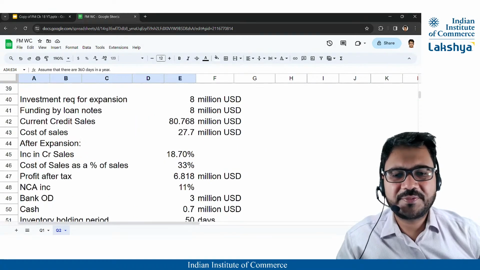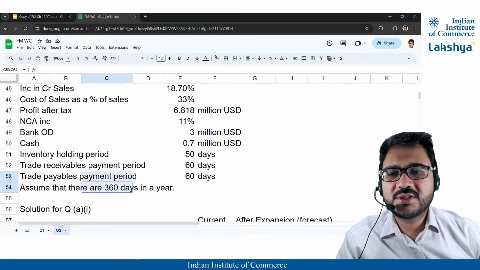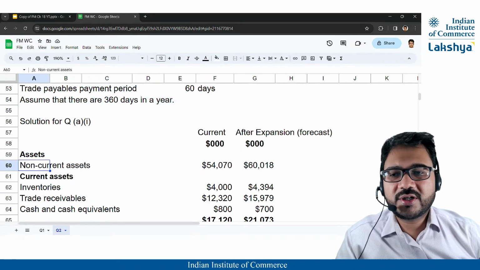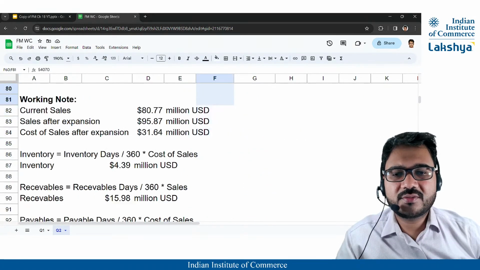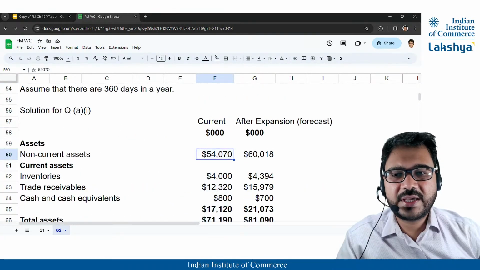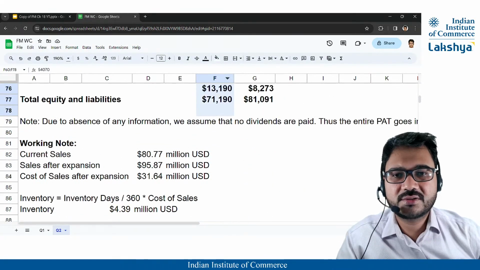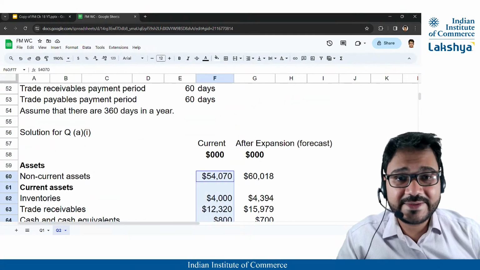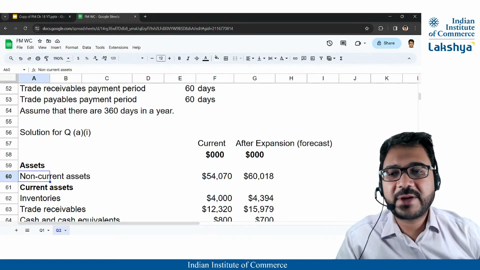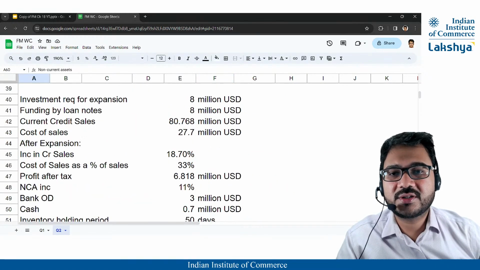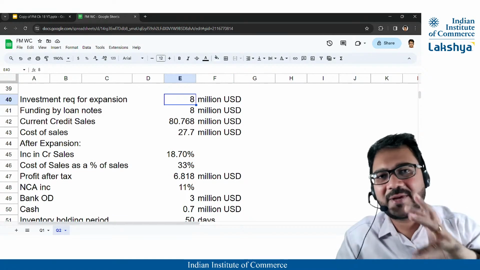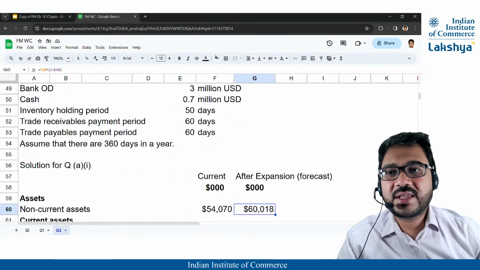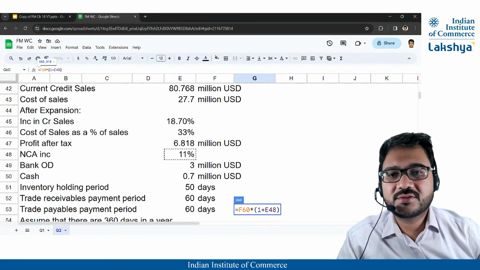Prepare a forecast. So let's prepare. We have all these things we have written over here. Okay, non-current assets. So we have written everything like this much we had already with us. Now understand that we are expanding. So for expansion, we have expanded worth 8 million. So whenever we expand, we buy non-current assets. So we are increasing that by $8 million.